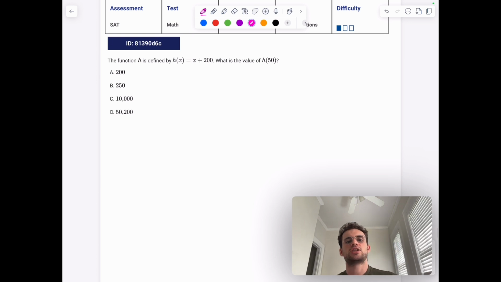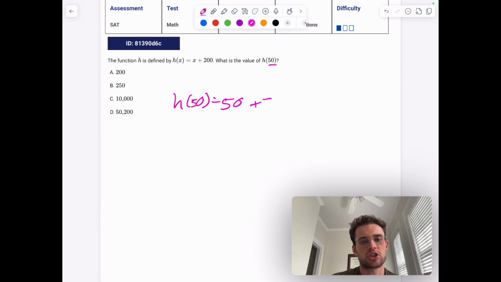The function h is defined by h of x equals x plus 200. What is the value of h of 50? We just plug in 50 for x, and we get h of 50 is equal to 50 plus 200, which gives us 250 for h of 50, which is option B.